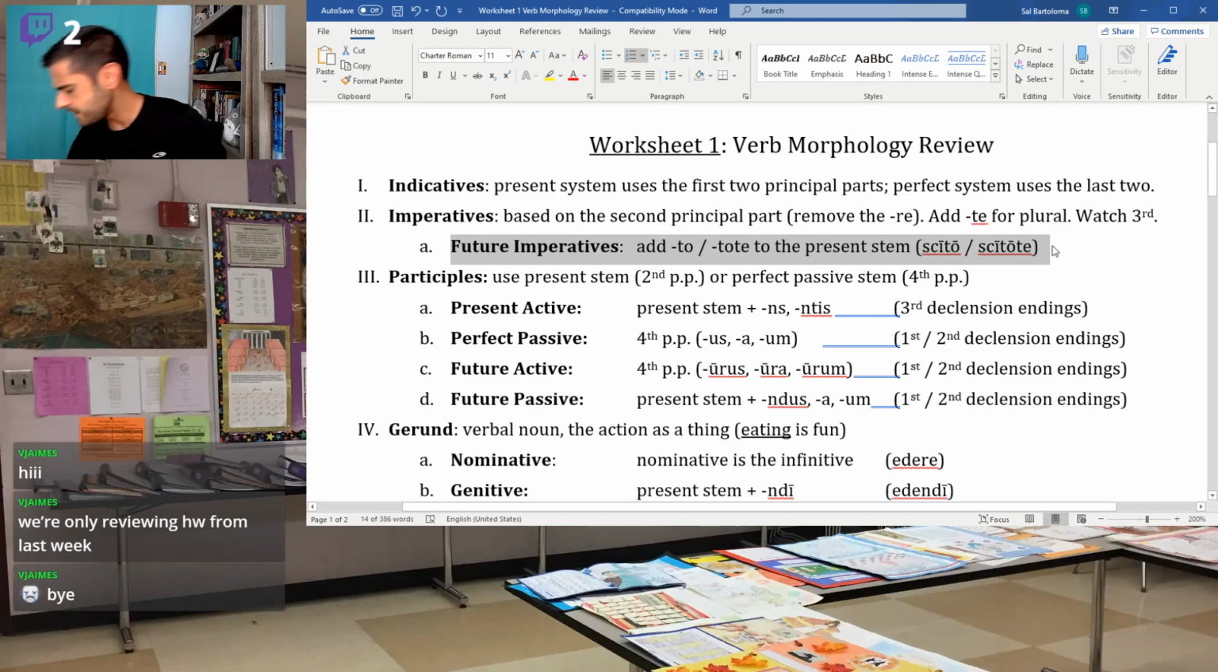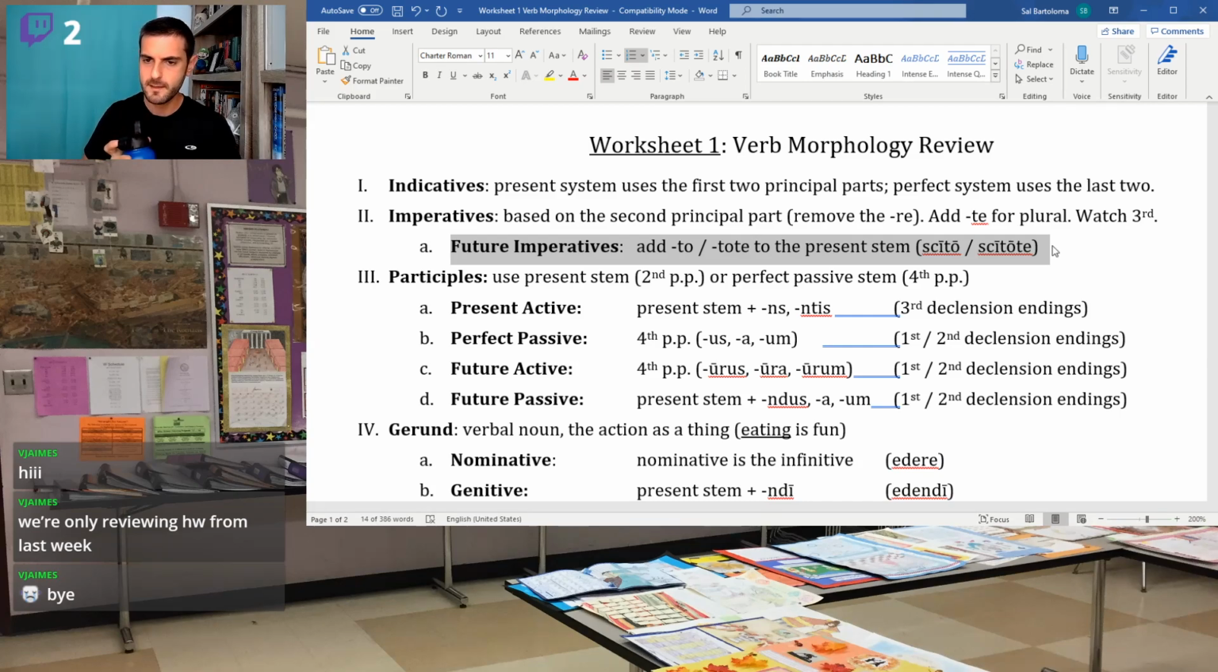As I said in class, future imperatives are typically used for legal documents or recipes, where you're essentially telling somebody what they're going to need to do in the future.